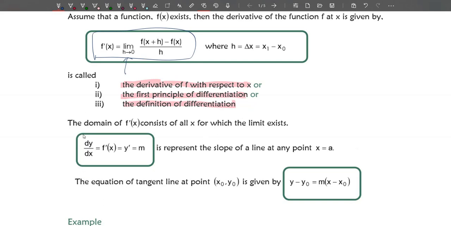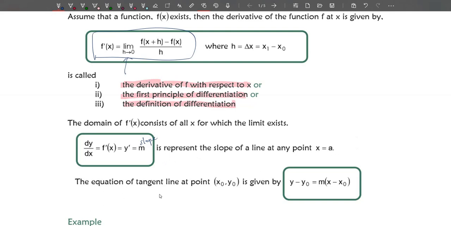And for your information, dy/dx is equal to f prime x. This is what you are used to, and also y prime. But let me include that this is also equal to m, which is the slope, okay, slope for a linear function. So dy/dx is equal to f prime x is equal to y prime, and also it is equal to the slope m. And as you can see here, m is the representative of the slope of a line at any point when x equals a.